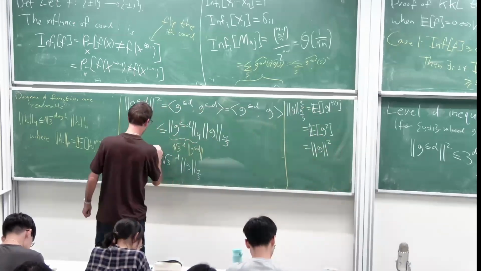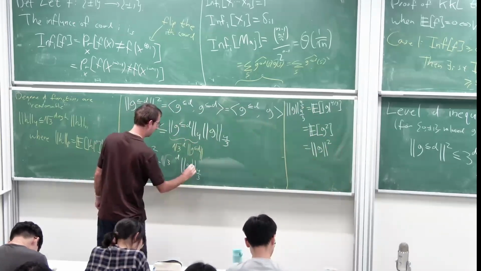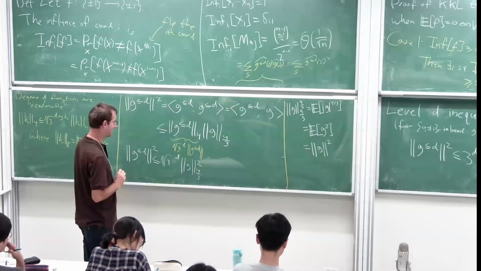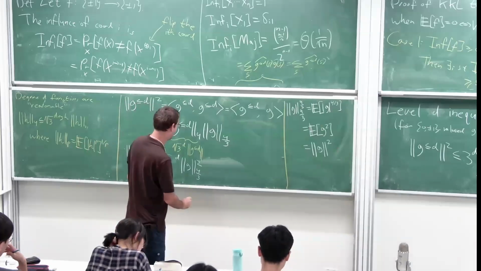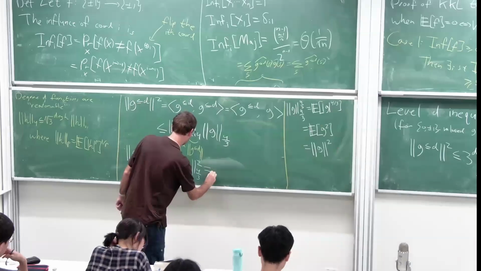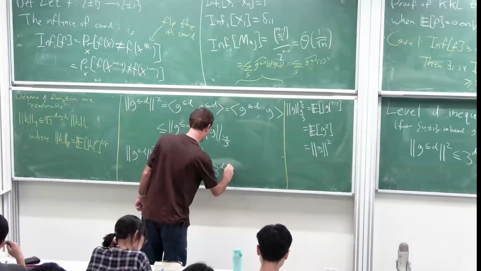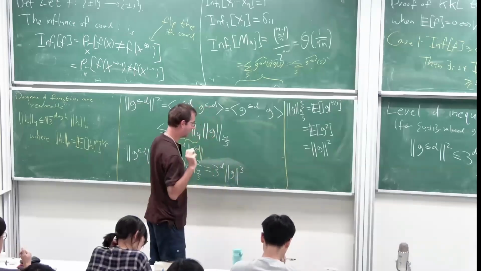Okay, so let's square everything. If I haven't made a mistake, then we should be getting root 3 to the d, to the power 2.